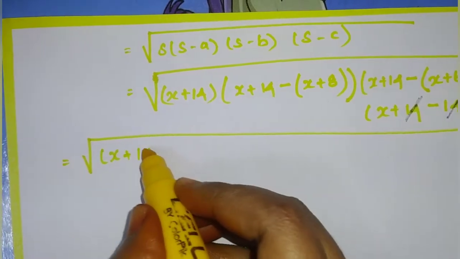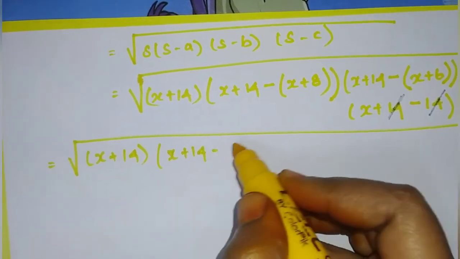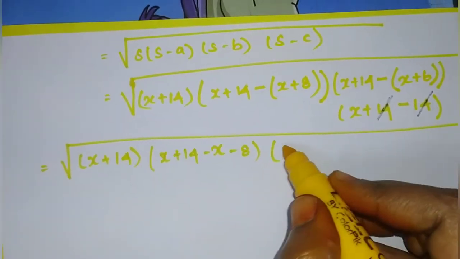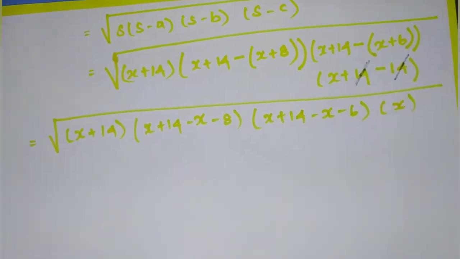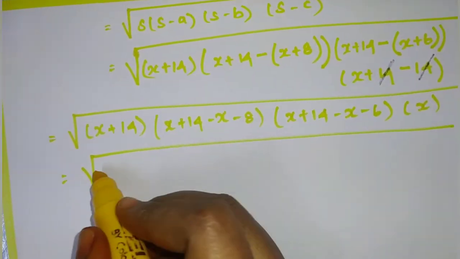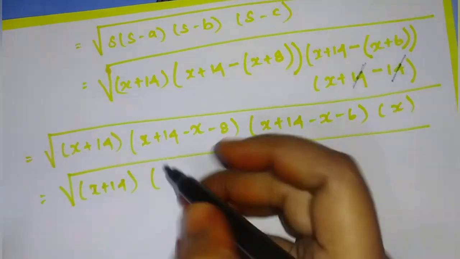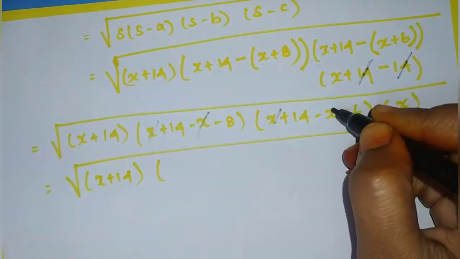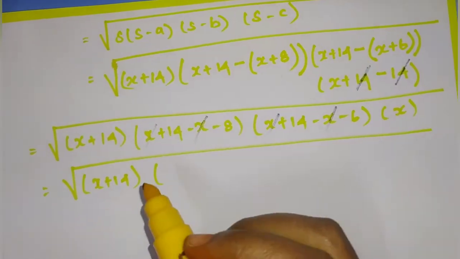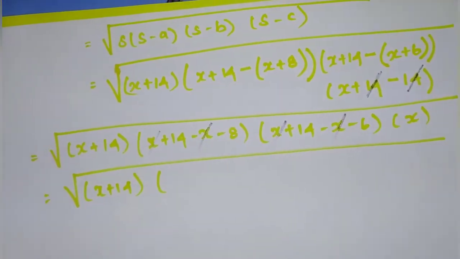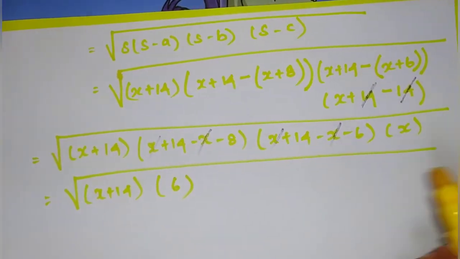X plus 14. Take the bracket first. X plus 14 minus x minus 8. X plus 14 minus x minus 6, and the remaining is x. Now x plus 14, x we can cancel here, and this one also we can cancel. So 14 minus 8. 14 minus 8 is what, Kana? 6. And 14 minus 6 is what?